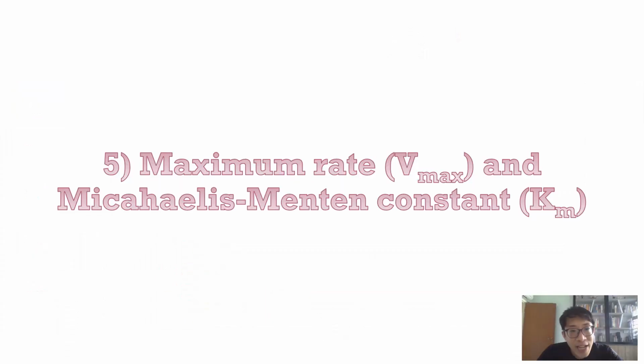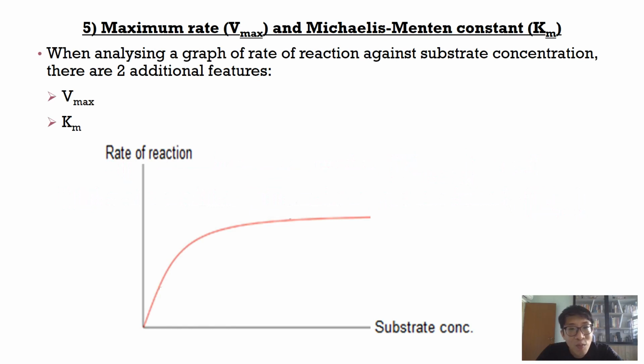Alright, next we will be looking at the maximum rate known as Vmax and the Michaelis-Menten constant known as the Km. Alright, so these are things that we see when we analyze the graph showing the rate of reaction when substrate concentration increases. Okay, so the Vmax is the maximum rate of reaction achieved when substrate concentration is high, and the Km is the substrate concentration that achieves half of the Vmax.